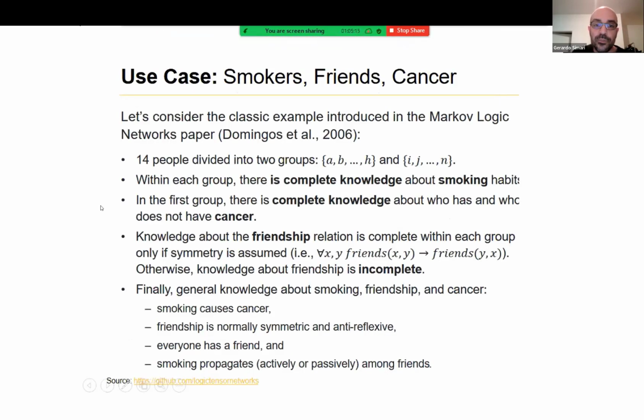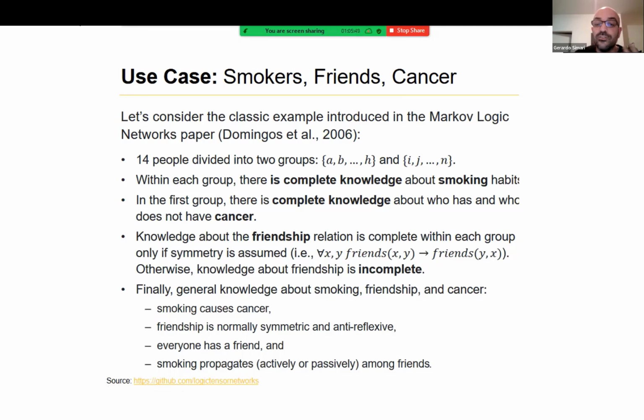So this one I'll only briefly mention because I'm running out of time, but it's a pretty nice development of the smokers, friends, and cancer example that got started in the Pedro Domingos paper on Markov logic networks. And when I covered this in class, we mentioned it as the running example as well. So we have groups of people. They're in this case divided into two groups.